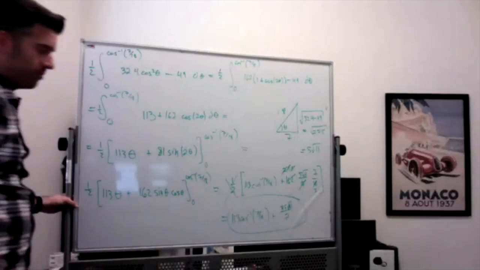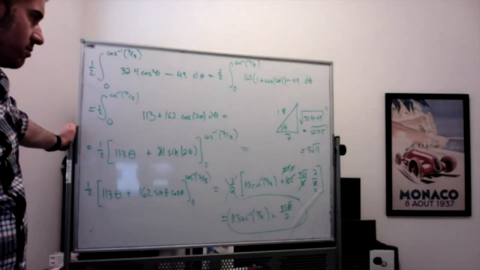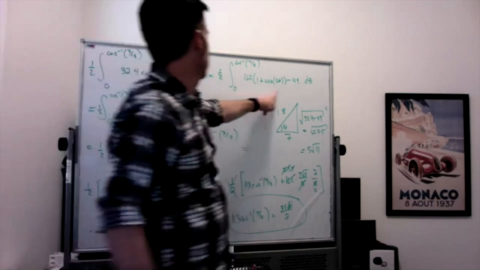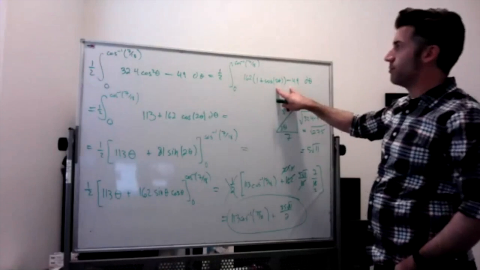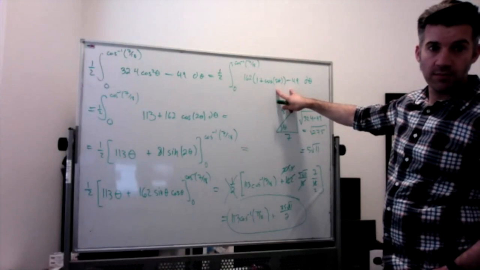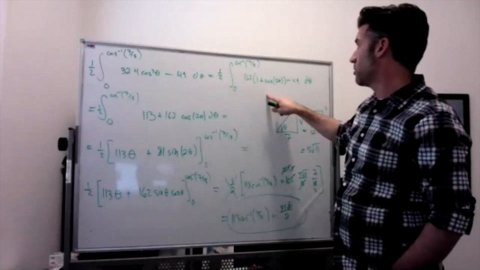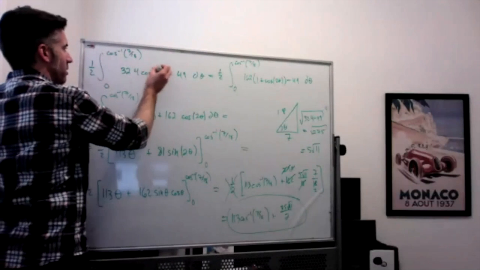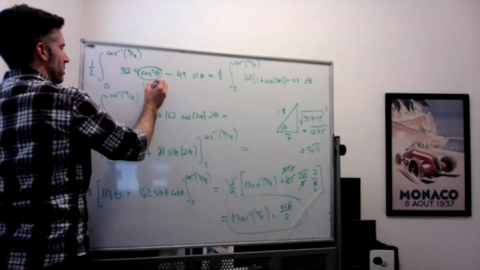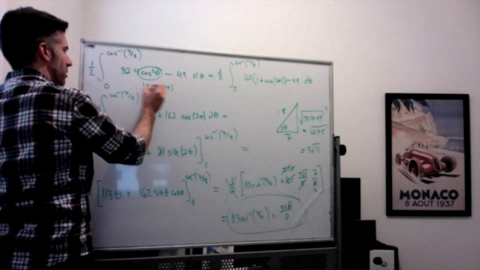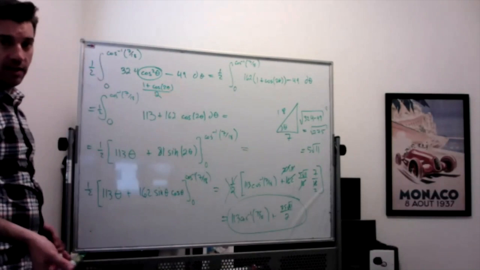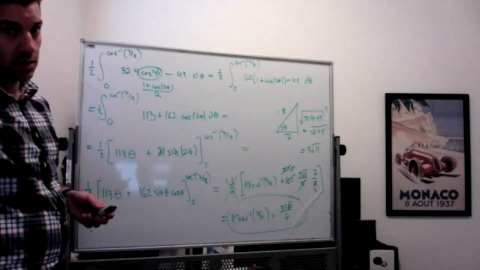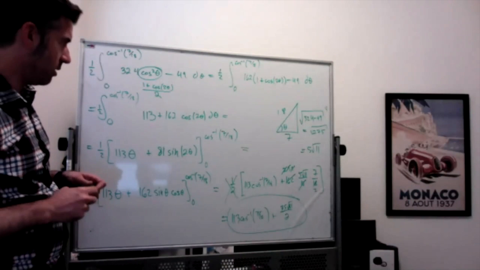So from the 162 parentheses 1 plus cosine of 2 theta minus 49 d theta, how did you go from that before that to that? From here to there? Yeah. Sure. So I replaced cosine squared theta with 1 plus cosine of 2 theta divided by 2. And then I did 324 divided by 2 is 162. Oh, okay. That makes sense. Thank you, James.